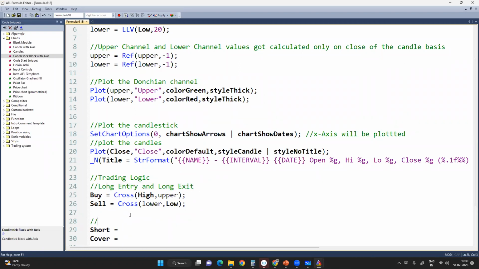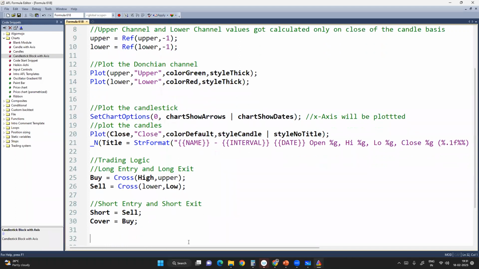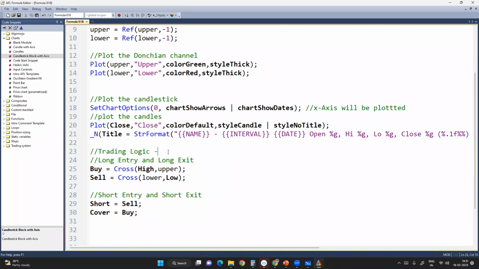For short, this is a short entry and exiting the shorts. We have two variables, short and cover. Again, short and cover are also either true or false. Here also, I want to short whenever the sell signal happens. So I'll say sell. And I want to cover whenever a buy signal happens. So the trading logic talks about when to enter and when to exit, mostly in true or false terms.